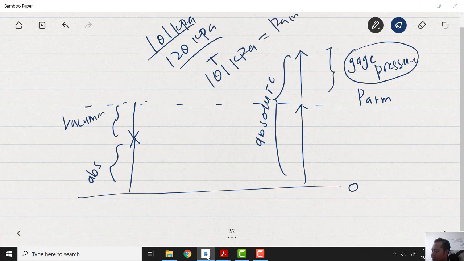Or we have a 1 bar. Alright. So I hope you understand what is different between this gauge pressure, absolute pressure, and vacuum pressure.